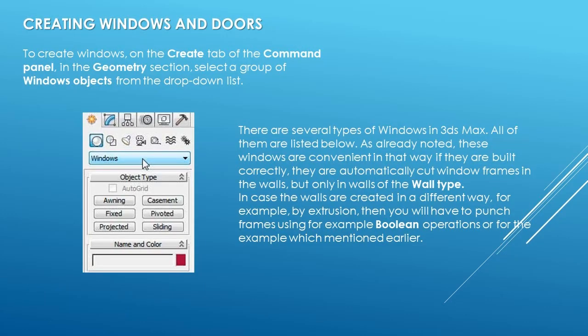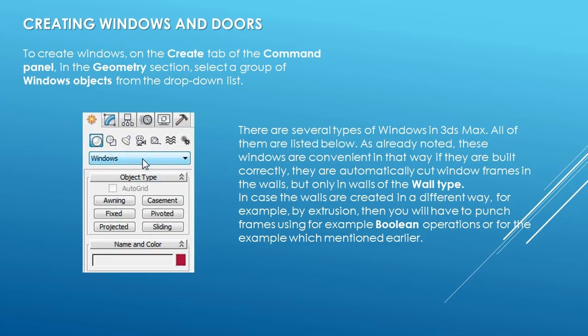Creating windows and doors. To create windows, on the Create tab of the command panel in the Geometry section, select the group of Windows objects from the drop-down list as shown in the picture. There are several types of windows in 3ds Max. All of them are listed below.